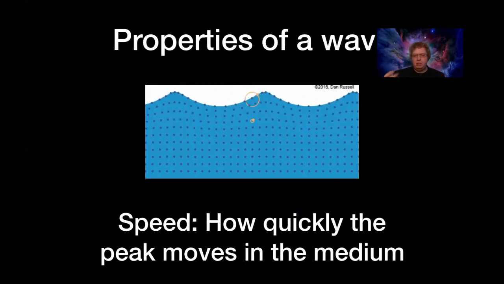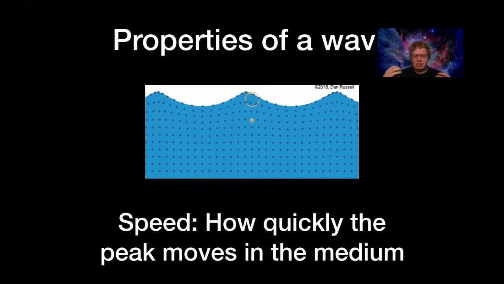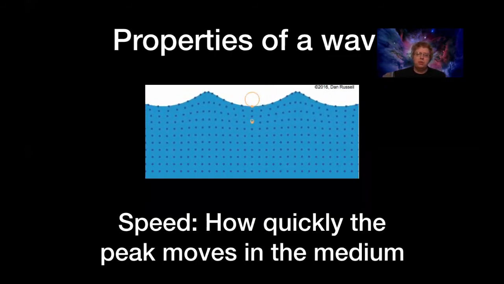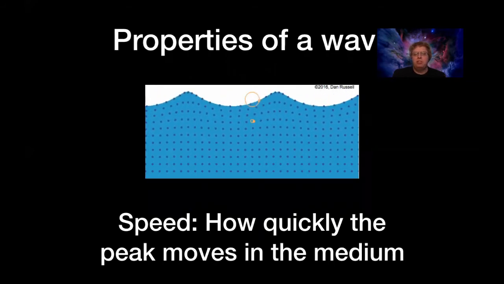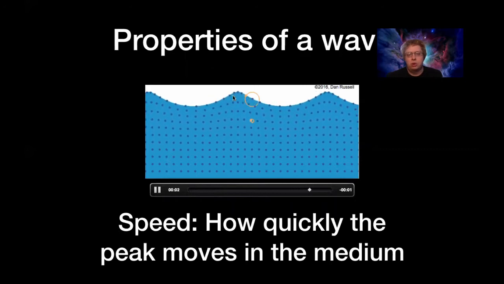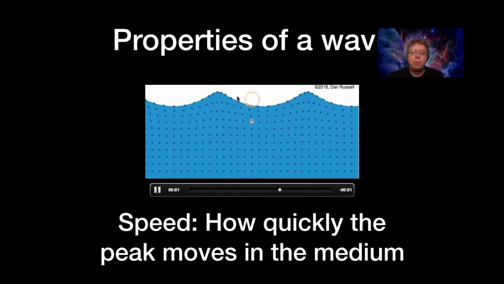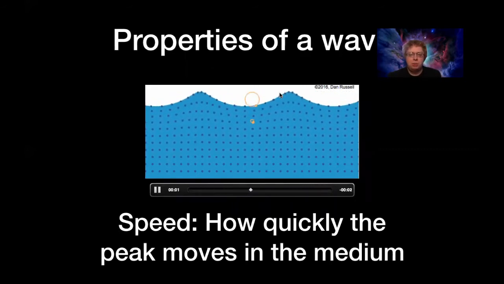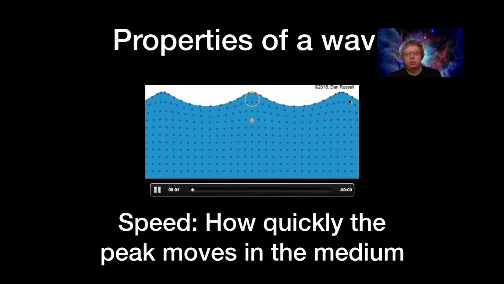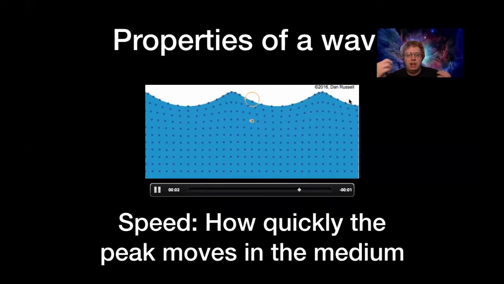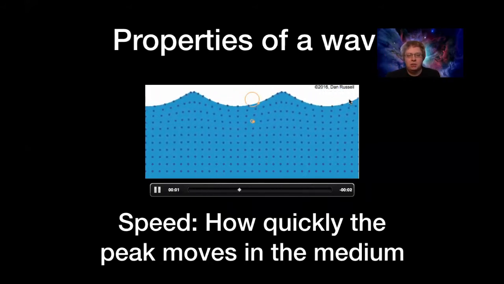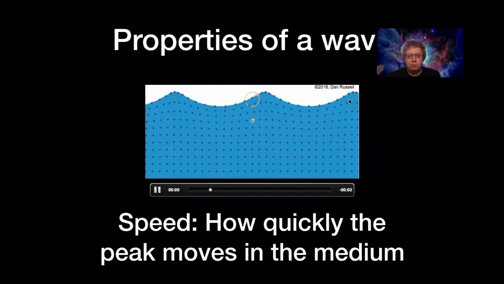Speed is something that's familiar to us all, how quickly something moves. In particular, for a wave, we want to measure how quickly a certain point on this wave moves. So how quickly this trough moves or this peak moves. So what we can do is we can measure the peak. We can see how long it takes this peak to travel a certain distance. And then we can divide the distance that peak traveled by how long it took to get there. And that gives us the speed of the wave.